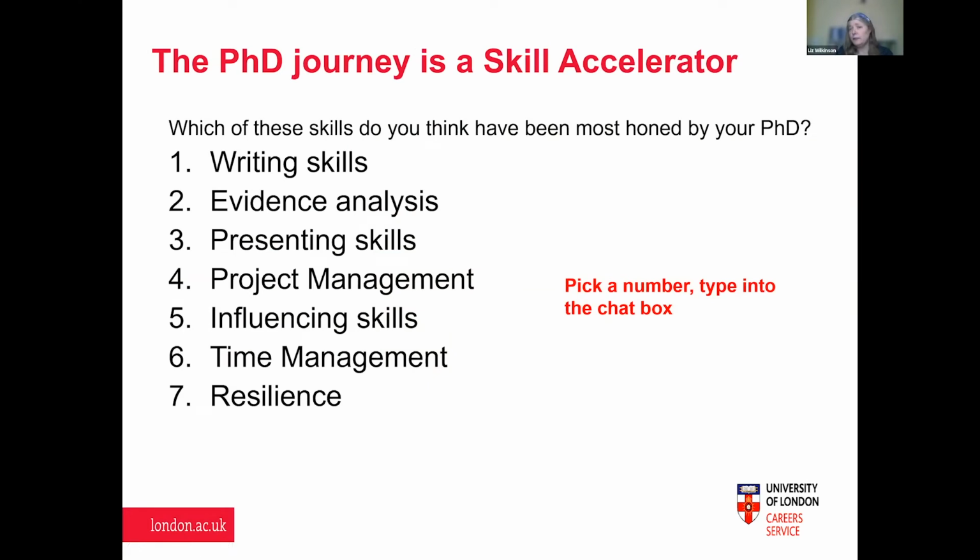And the further you are away from your subject focus, the more that skills become important. They are the currency of all job markets, including academic job markets, which we're not so much looking at today, but particularly important when you make a pivot.